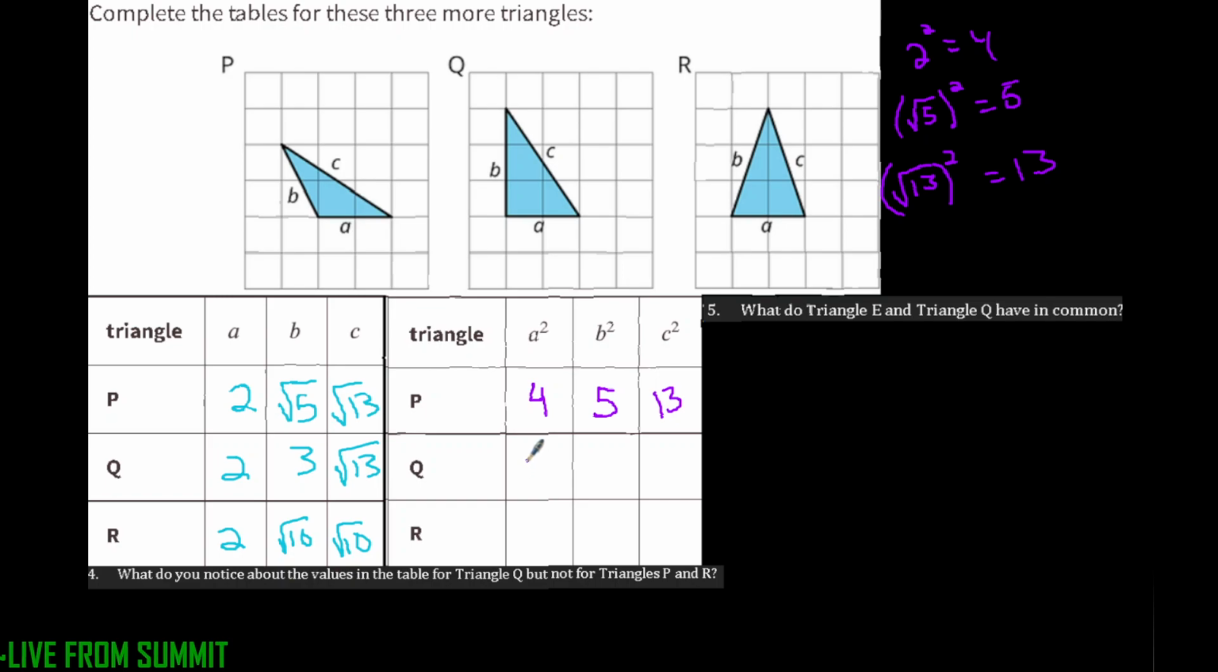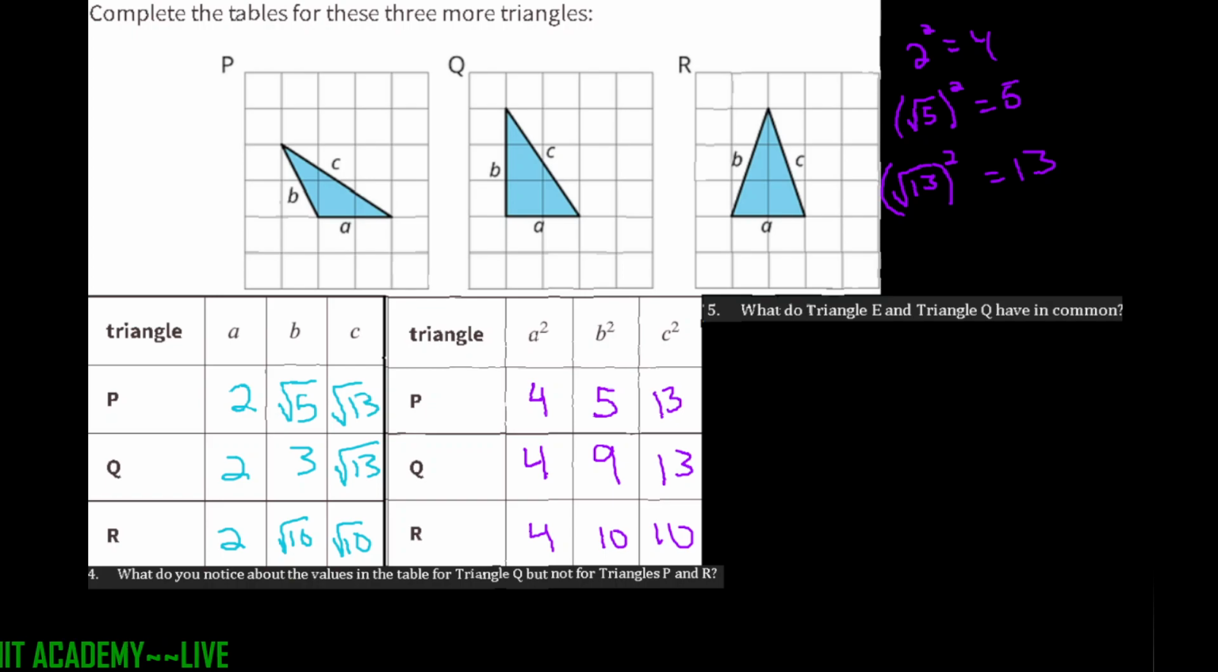For this one, for Q, this is going to be 4, this is 9, and this is 13. And then for R, we have 4, 10, and 10. So it says at the bottom of your page, what do you notice about the values in the table for Q, but not for P and R? Well, same kind of thing we did before.